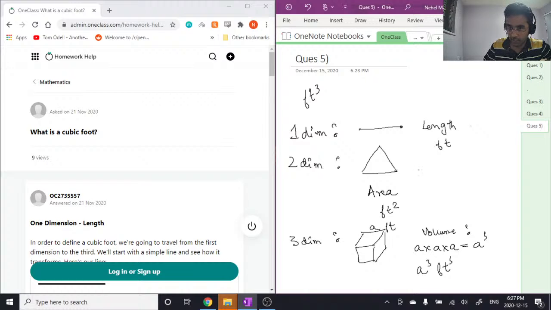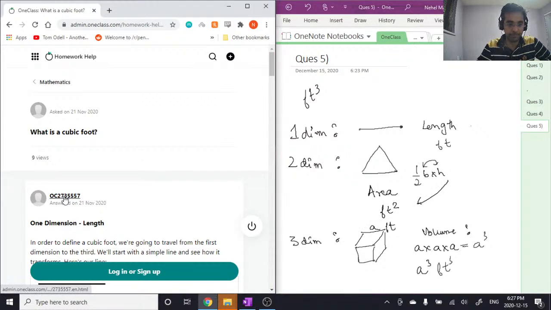Similarly, if we look at the area, we know the area is half into base into height. Therefore, these two would have the dimension of units in them, so we get the squared value as the final dimension. So a cubic foot is essentially a dimension for the volume of a given shape.